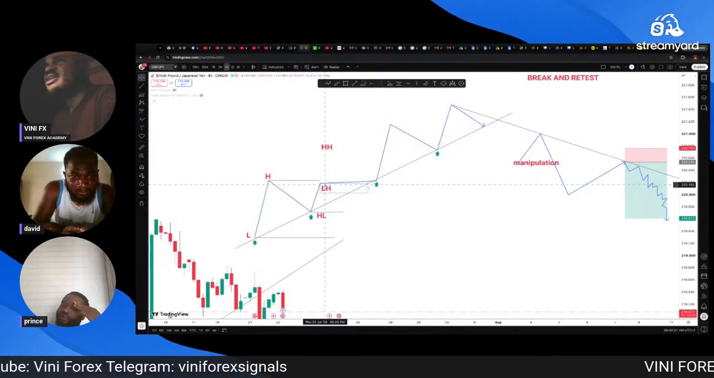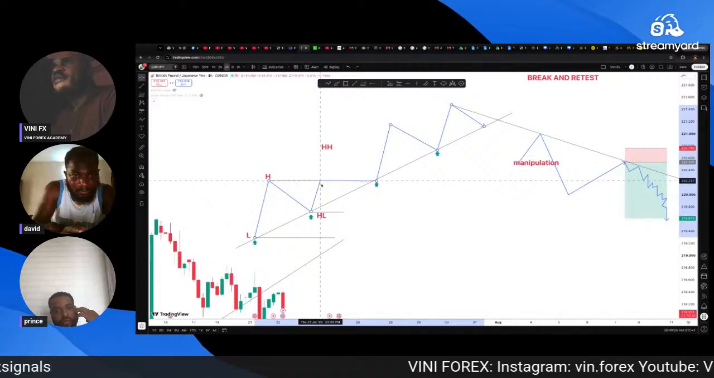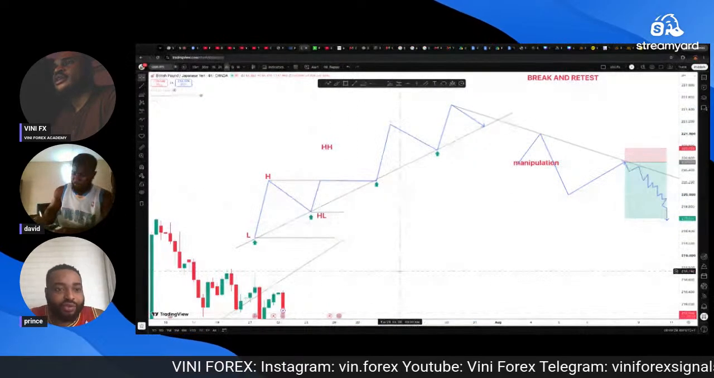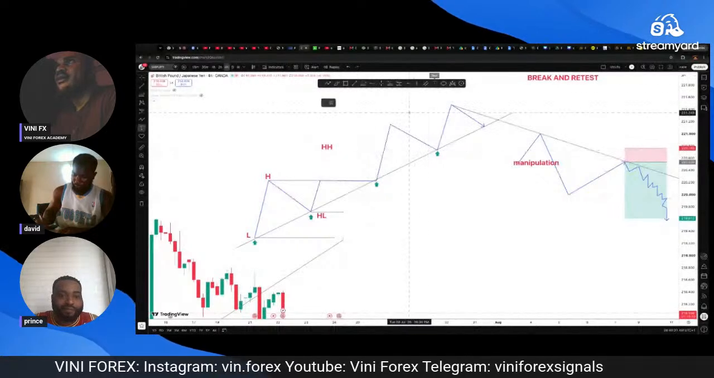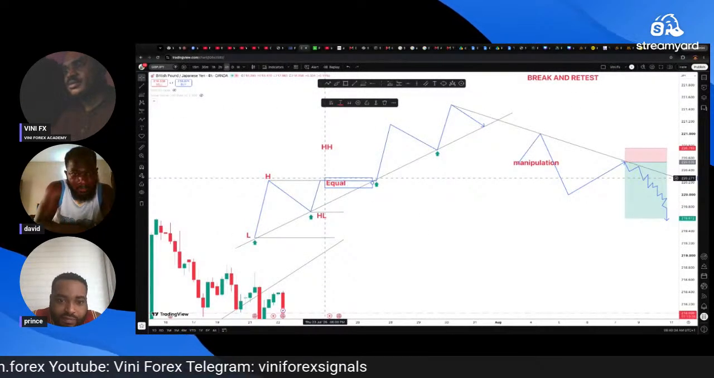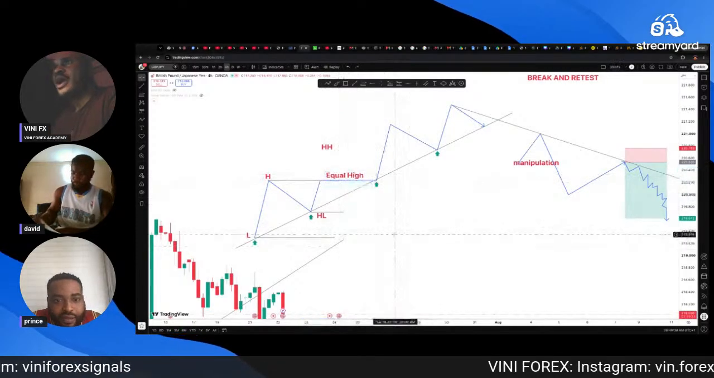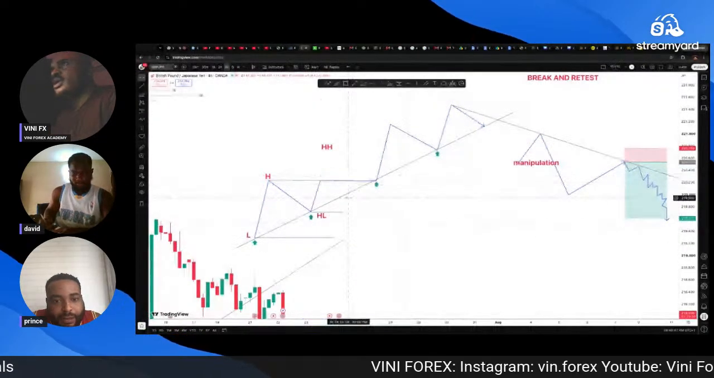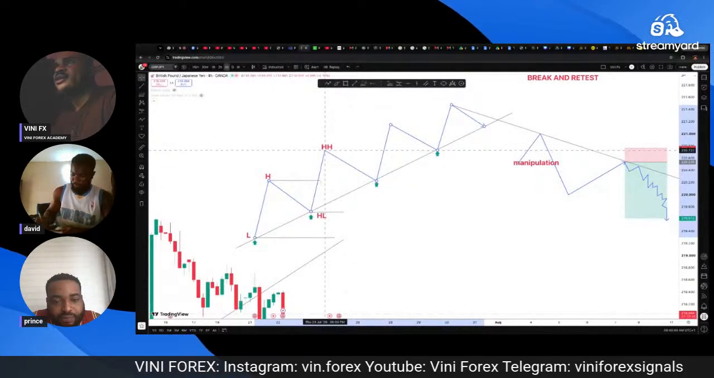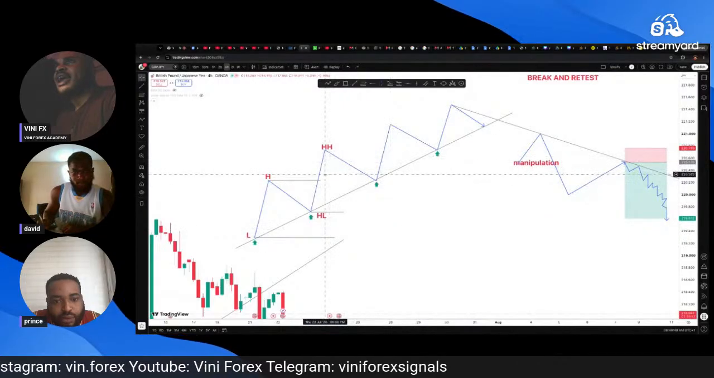So if it is here, it's a lower high. But what of it if it is right at that line, at that level? Equal high. Thank you very much. You see it? Equal high. Okay, perfect. So now let's put it back at the higher high. So the market is here at a higher high. And after a higher high, what do you get?